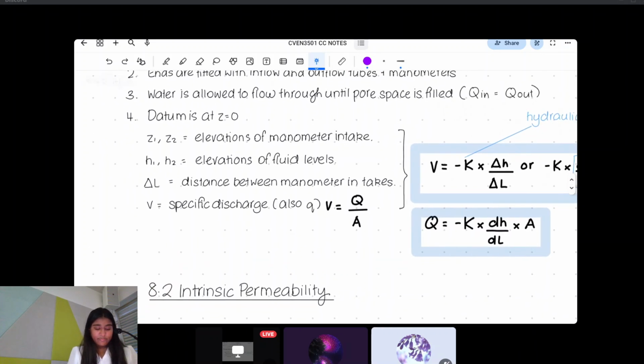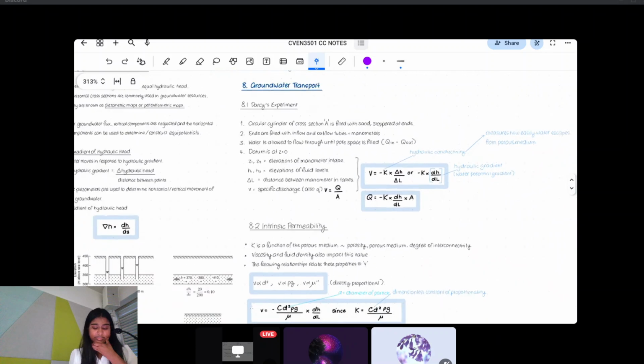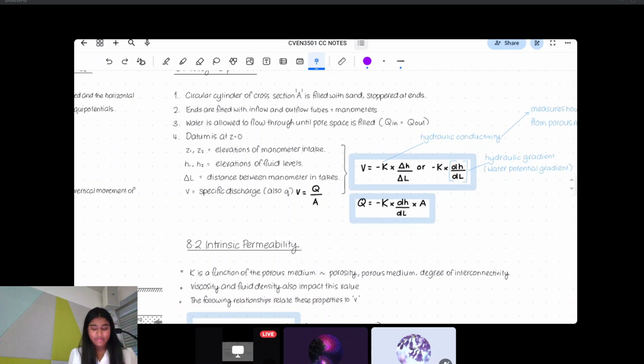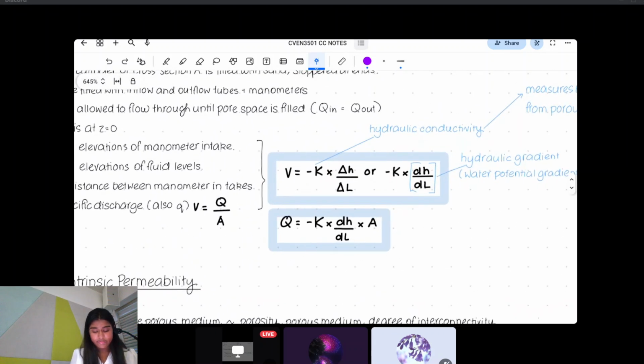The datum is at z equals 0. These are the notations you'll see in a drawing of it. I don't have a diagram of Darcy's experiment, but there is definitely one in your lecture notes somewhere. I just have to find it. I might go back and insert it into these notes after.